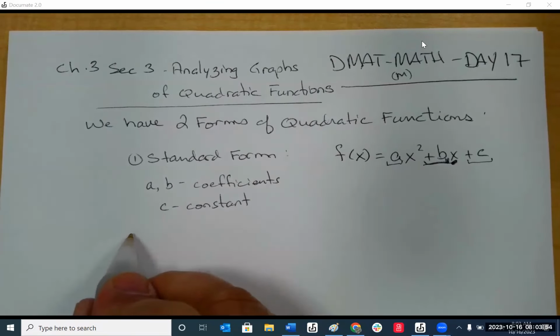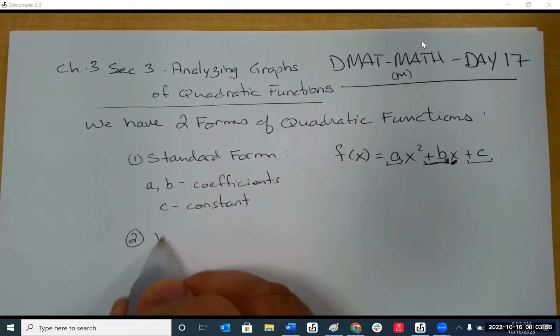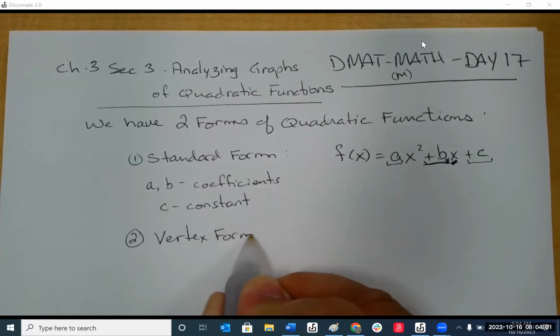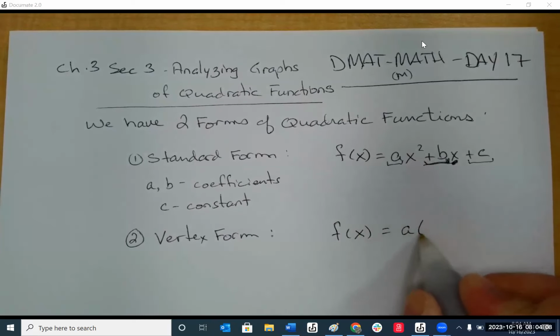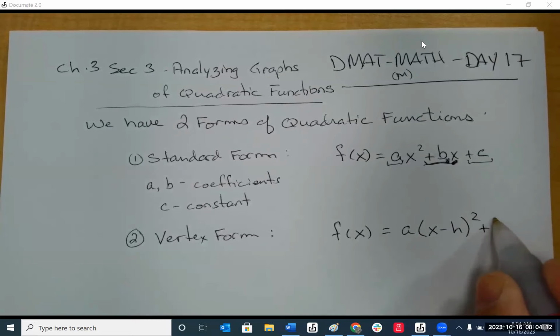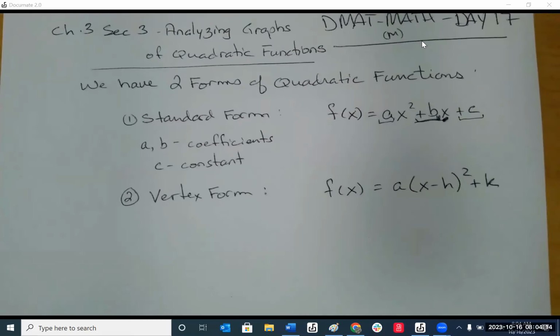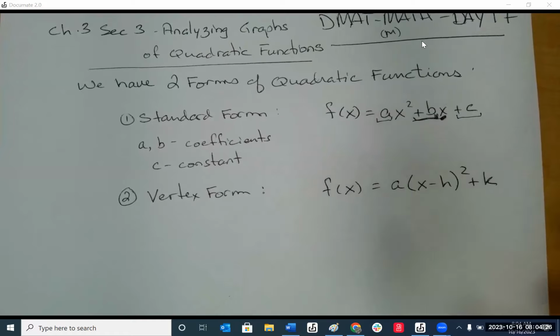And the second form is called the vertex form. And that looks like that. And we'll get to discussing why I call it the vertex form. So let's first begin with the standard form.